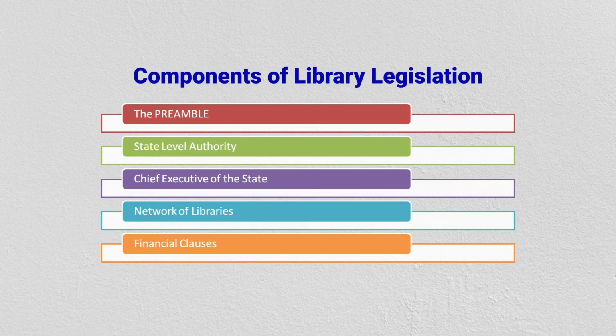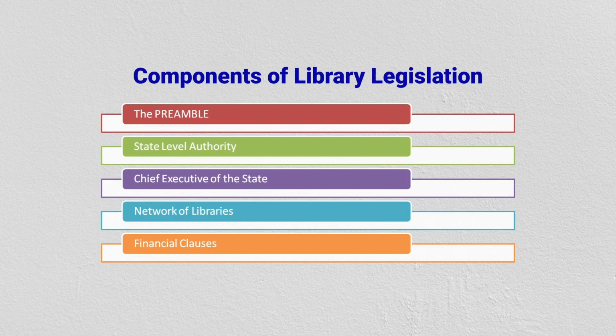Next, a very important component of the library legislation is the chief executive of the state. In this Act, the chief executive at state level shall be the director of the public libraries, who will be an information science professional. The director shall supervise and control the public library system of the state with the guidance of the state library authority. So, this chief executive of the state is a very important component who will be taking care of all the other components.